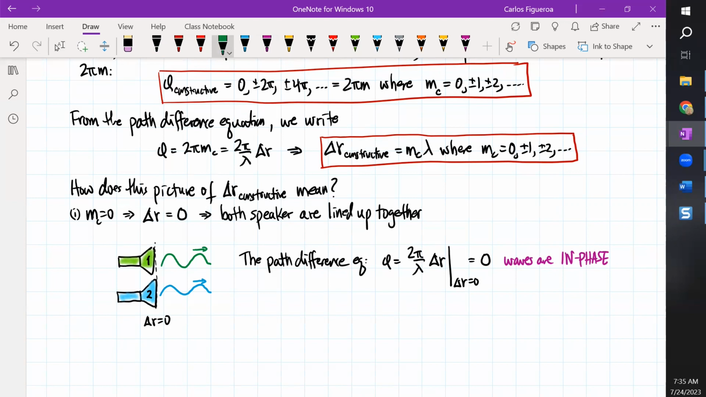And that means here that if I have a wave like this, then the other wave is right in sync with it like this. They're in phase. So there's two ways to interpret this. If I have a path difference of 0, this also implies that the phase is 0. They're one and the same.